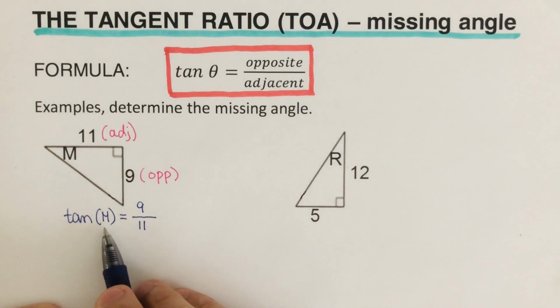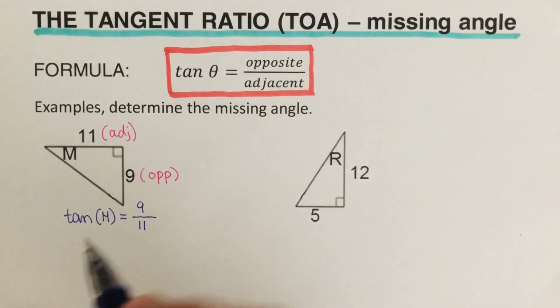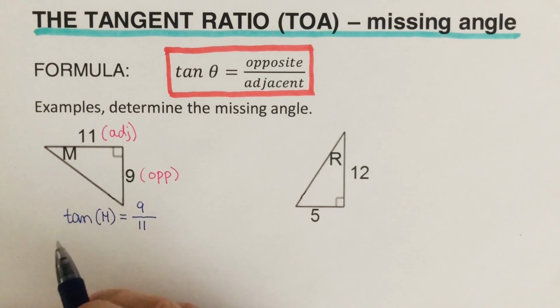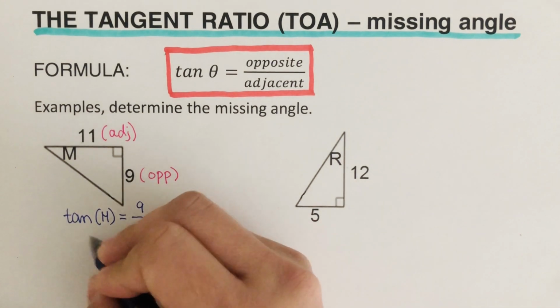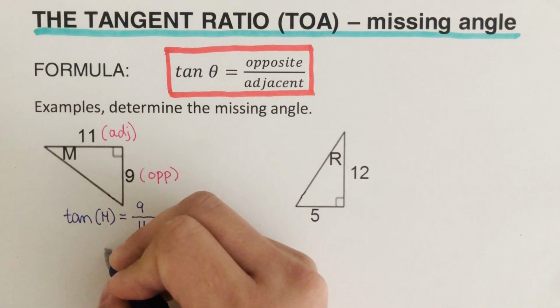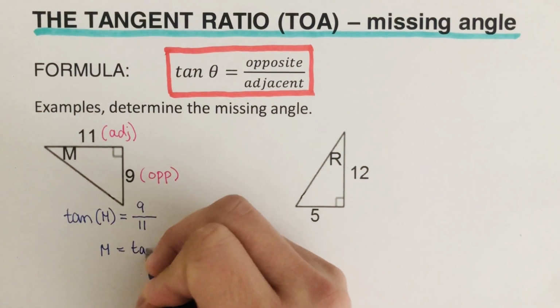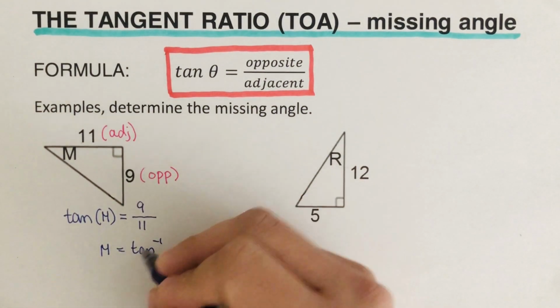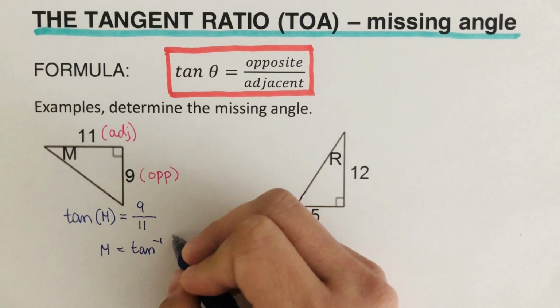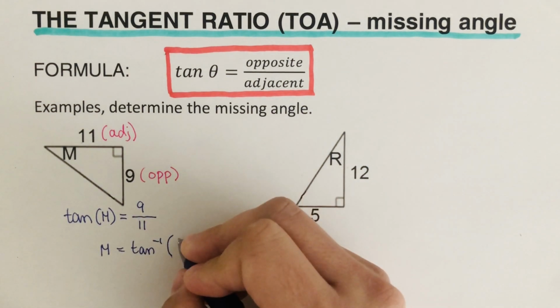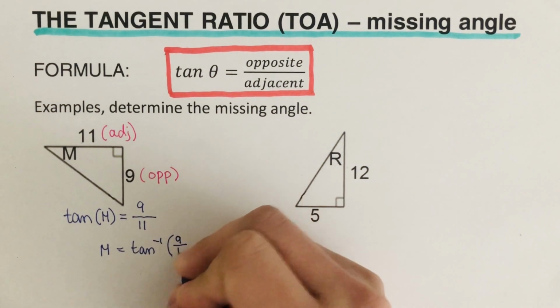But we want M. So how do we set this up? We are going to determine M by getting the inverse of tangent. So M equals inverse of tangent, otherwise called arctangent, and then put this inside the parentheses. So that would be 9 over 11.